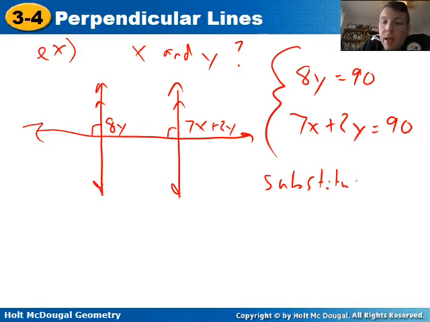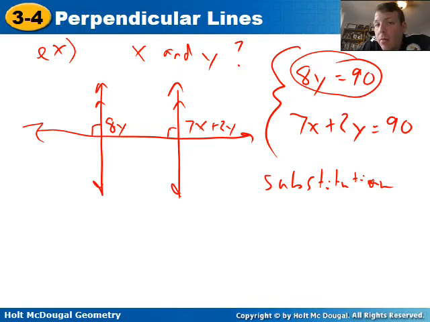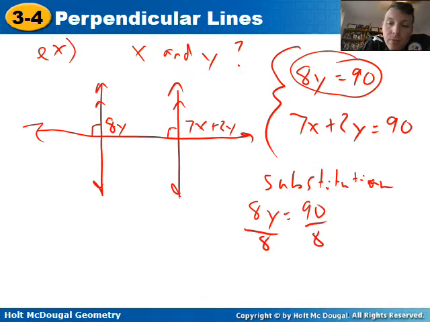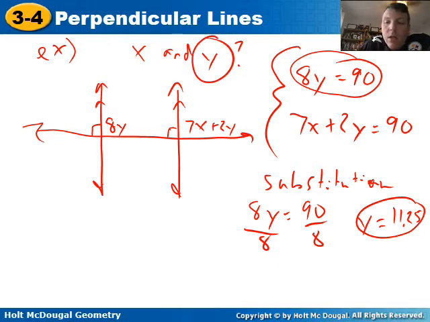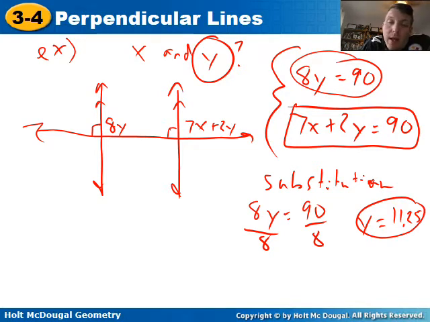So what I'm going to do is switch this first equation around so that I have y by itself. So to do that, I'm going to take 8y equals 90 and solve for y. So if you do that, y will equal 11.25. Now I already have y. So to find x, all I have to do is plug it back in to this equation, because the original one doesn't have an x in it. So we're going to plug it back in here for this y so that we can solve for x.